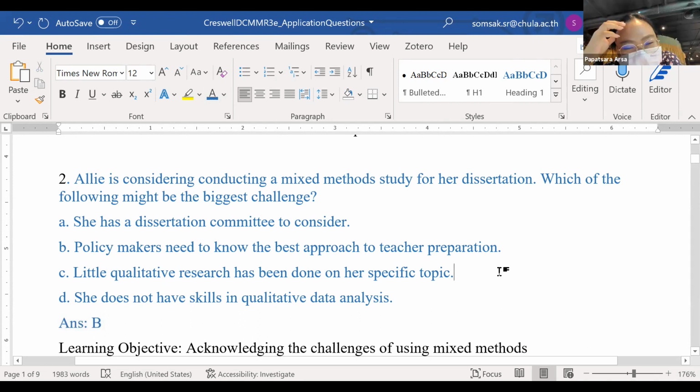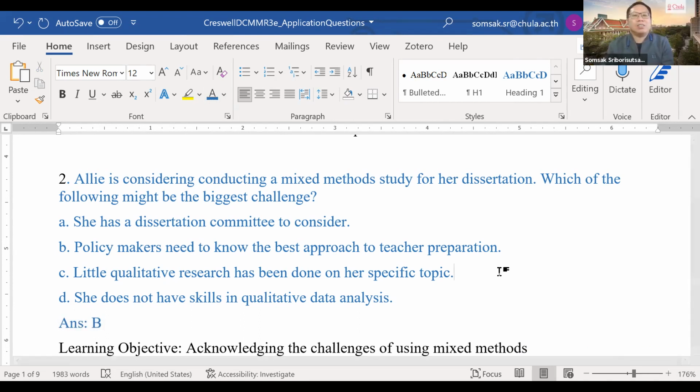Why? I would say you can learn how to analyze the qualitative data. Even if you choose mixed method research and you don't know how to analyze qualitative data, you can be trained. You can learn later. But the biggest challenge is how to approach the research participants. It's very important for Ellie.